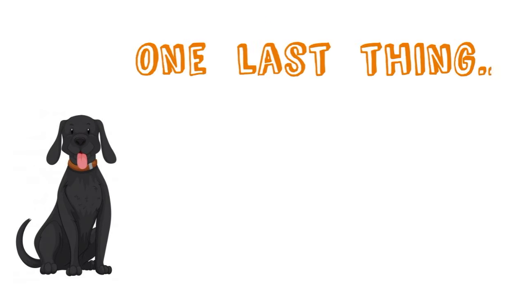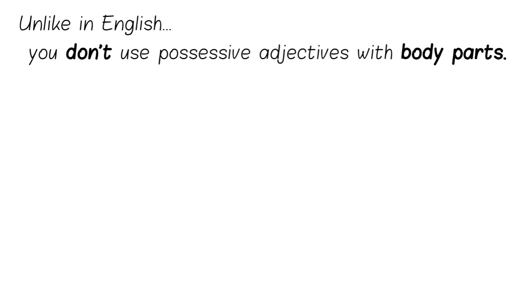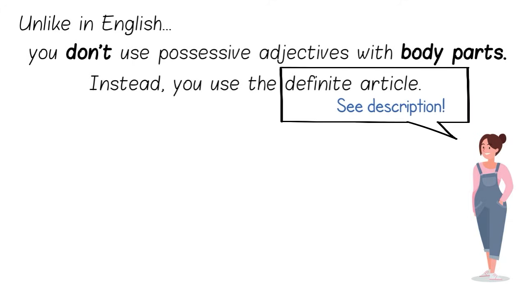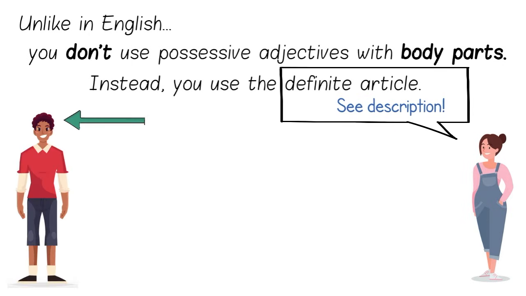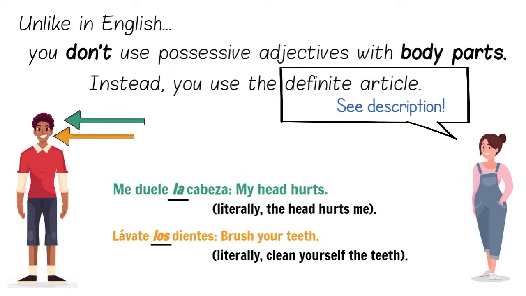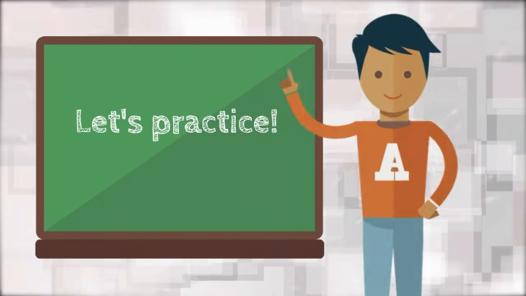One last thing. Unlike in English, you don't use possessive adjectives with body parts. Instead, you use definite articles. There's a video on those in the description, but let's see an example. To say, my head hurts, we say, me duele la cabeza, not mi cabeza. To say, brush your teeth, we say, lávate los dientes, not tus dientes.